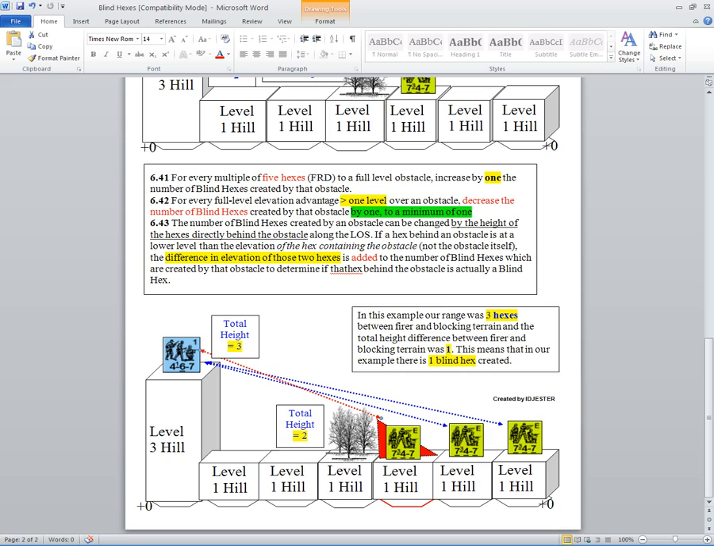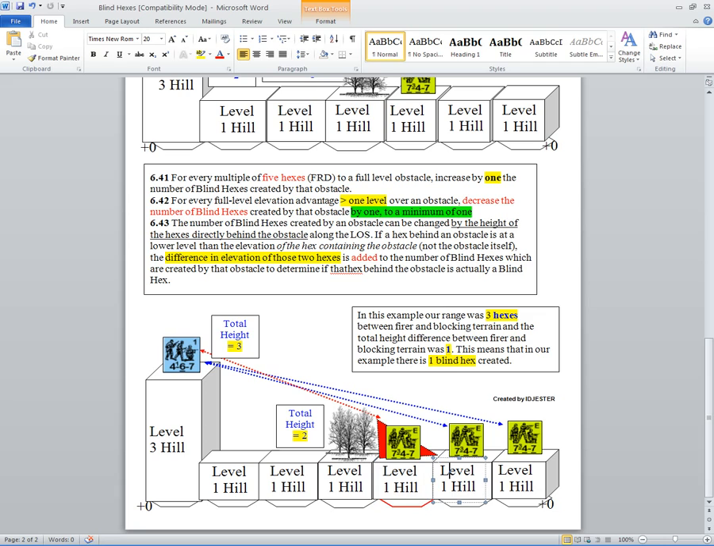Section 6.43: the number of blind hexes created by an obstacle can be changed by the height of the hexes directly behind the obstacle along the line of sight. If the hex behind the obstacle is at a lower level than the elevation of the hex containing the obstacle, the difference in elevation between these two hexes is added to the number of blind hexes which are created. As you can see from our example, we're 3 hexes away from our obstacle between the fire and the obstacle. The total height difference between them is going to be 1.